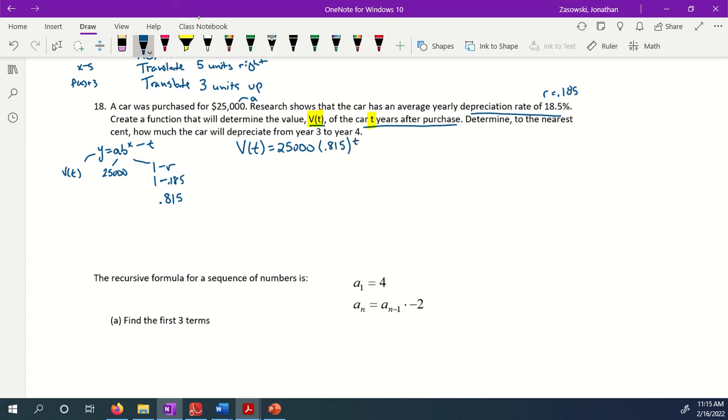And now we want to know how much it will depreciate from years 3 to 4. So really, we need to take v of 3 and subtract v of 4, okay? That's what we're going to do here. So v of 3 means we just plug 3 in for t. So 25,000 times 0.815 to the third. We'll do that in a second. And then v of 4 is 25,000 times 0.815 to the fourth, okay?